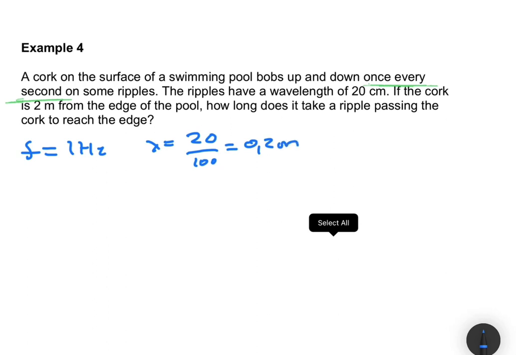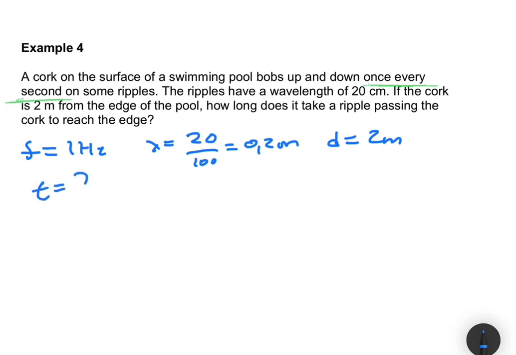And then, if the cork is 2 meters away from the edge of the pool, how long does it take a ripple passing the cork to reach the edge? So we have a distance equal to 2 meters, the distance from the cork to the edge of the pool. And then, how long does it take a ripple passing the cork to reach the edge? So we want T.